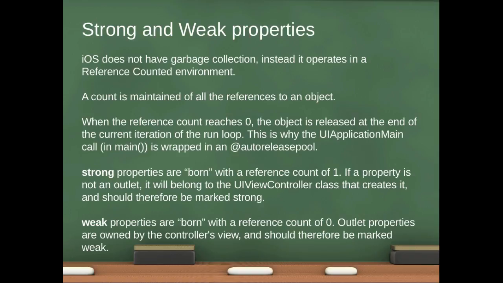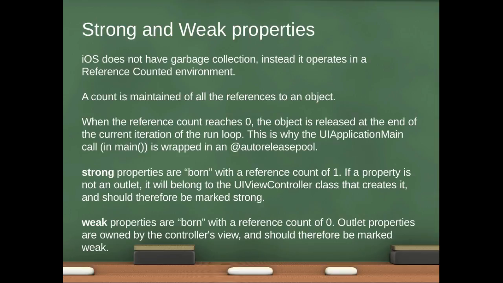Now, what about strong and weak? Well, if we declare a property to be strong, it's born with a reference count of 1. Now, this may seem like what we'd want to do all the time, but not really. If a property is not an outlet, though, it needs to belong to the view controller or whatever class created it. And it should therefore be marked strong. It should have a reference count of 1 because we don't want it to be deleted at the end of the current run loop iteration.